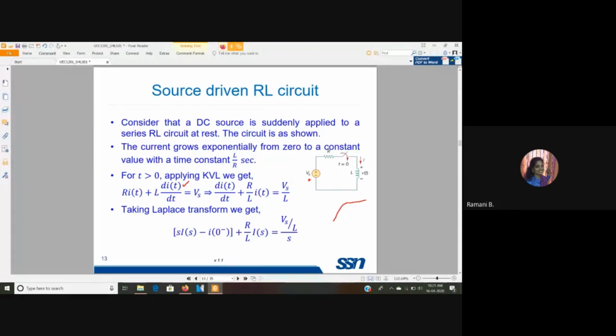Now taking Laplace transform, and you know the Laplace transform of a constant is whatever the constant value is into 1 by s. So we have this term over here, and as I mentioned, you don't have any initial current in the inductor, so this i of 0 minus value will be equal to 0. So now our equation will be I of s into s plus R by L is equal to Vs by L divided by s.